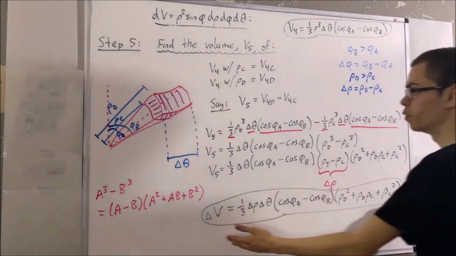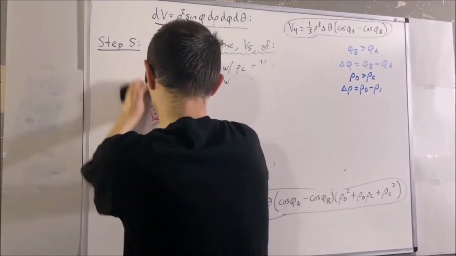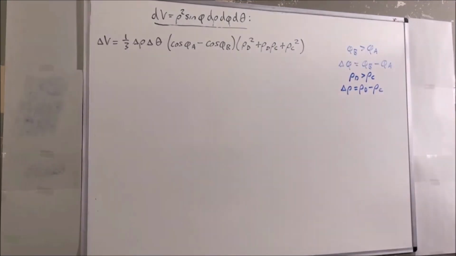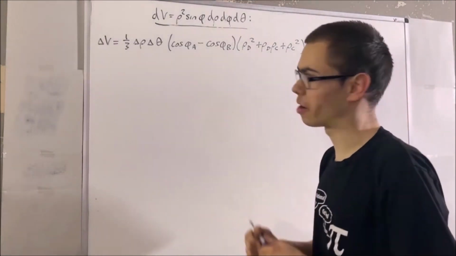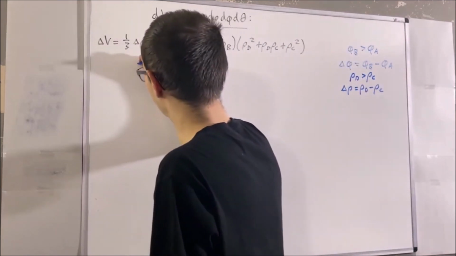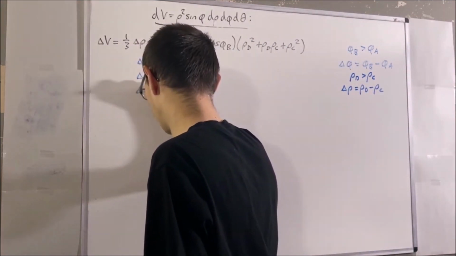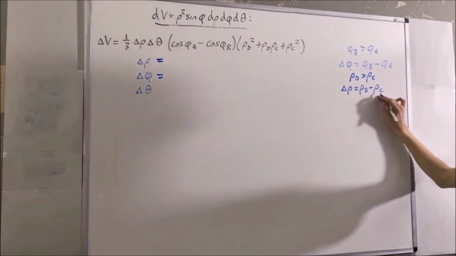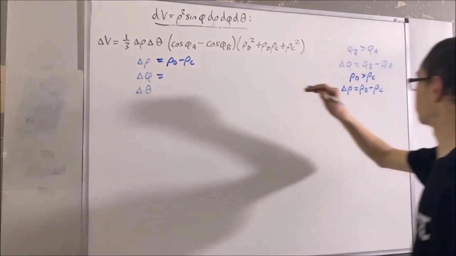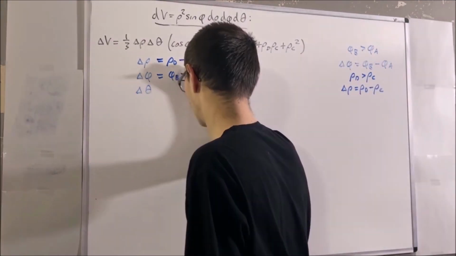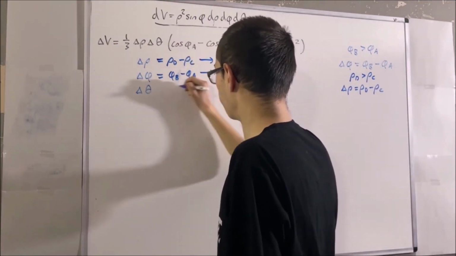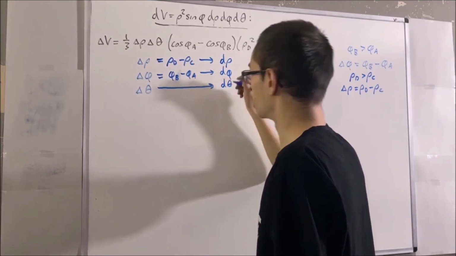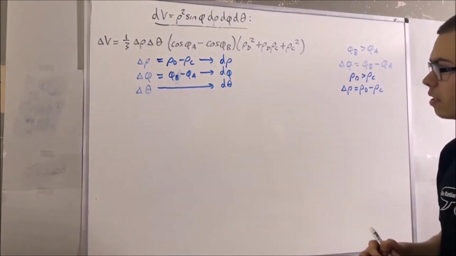At this point, we are going to move back up to the top. And as promised, we are going to think about what happens if we shrink delta rho, delta phi, and delta theta. We should still note that delta rho is equal to rho d minus rho c, and delta phi is equal to phi b minus phi a. But we're considering what happens if we shrink all three of these things so that they're all really, really small. Just like that. So what happens?